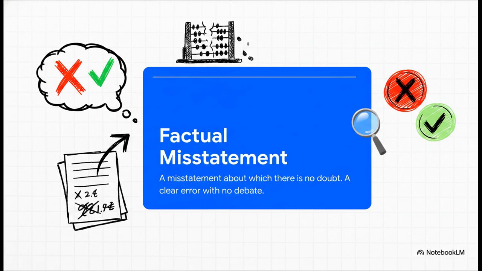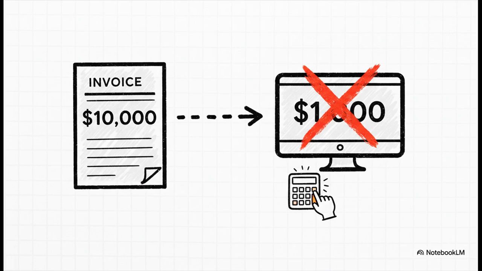The standards basically say this is a misstatement where there is zero doubt. It's a straight-up error, a typo, a calculation mistake. The math just ain't mathing, and there's really no debate about it. So for example, let's say King Von's accountant is processing an invoice for some studio time and accidentally keys in $1,000 instead of $10,000. Boom, that's a factual misstatement. It's not an opinion, it's just a simple, clear-cut mistake.